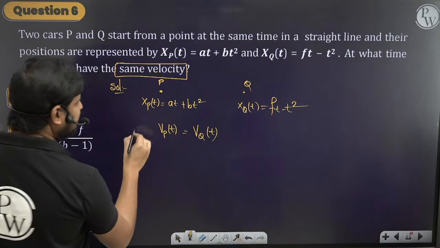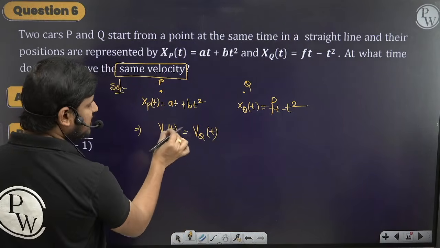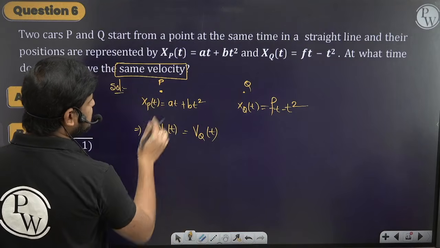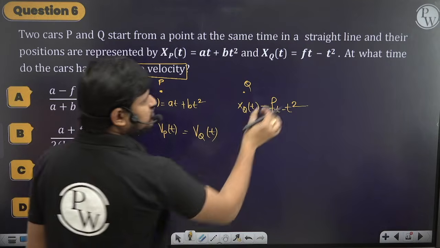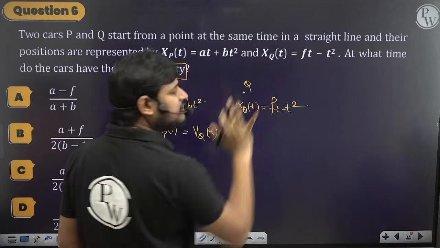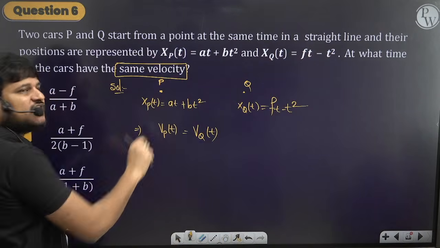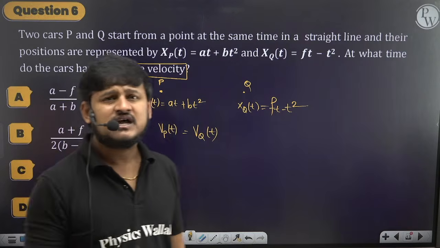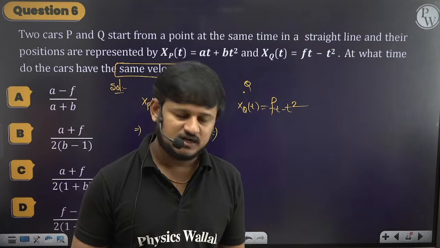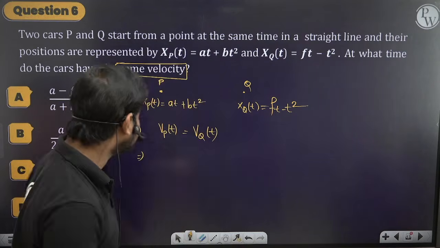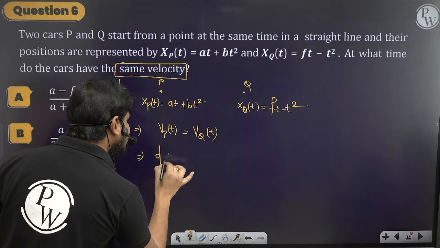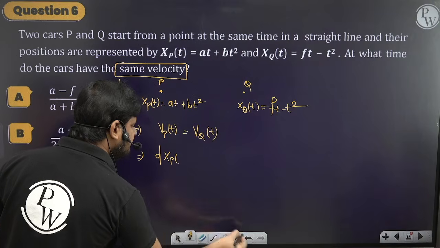So how do you find the velocity of car P at a particular time? This is the displacement of car P at that particular time, and this is the displacement of car Q at that particular time. Now I need the velocity of car P at that particular time, which means the instantaneous velocity. So how do you find the instantaneous velocity? It's dxp by dt.